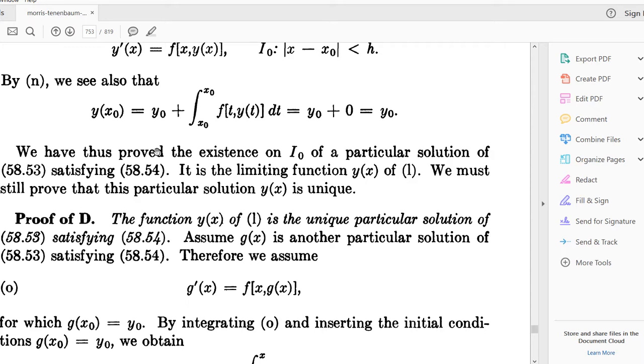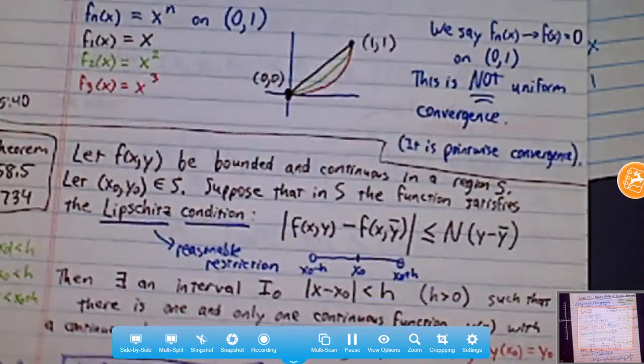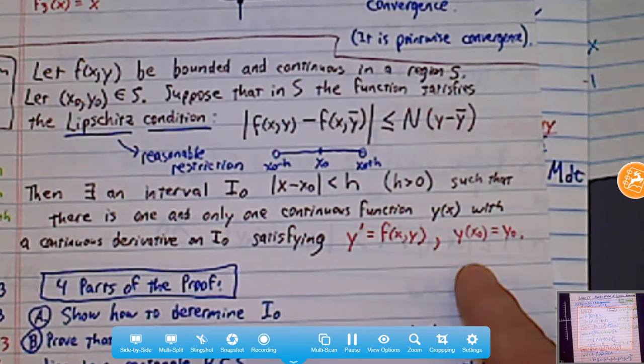Now look. Here's the closing of part C. We have thus proved the existence on I naught of a particular solution of 58.53 satisfying 58.54. What that means is, here I'll show you guys so you can see, they're saying a solution of this satisfying that. That's what they're getting.